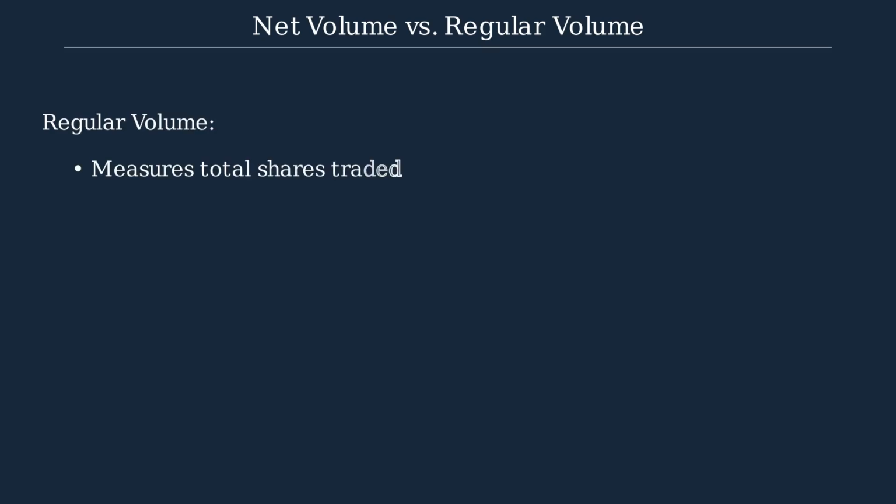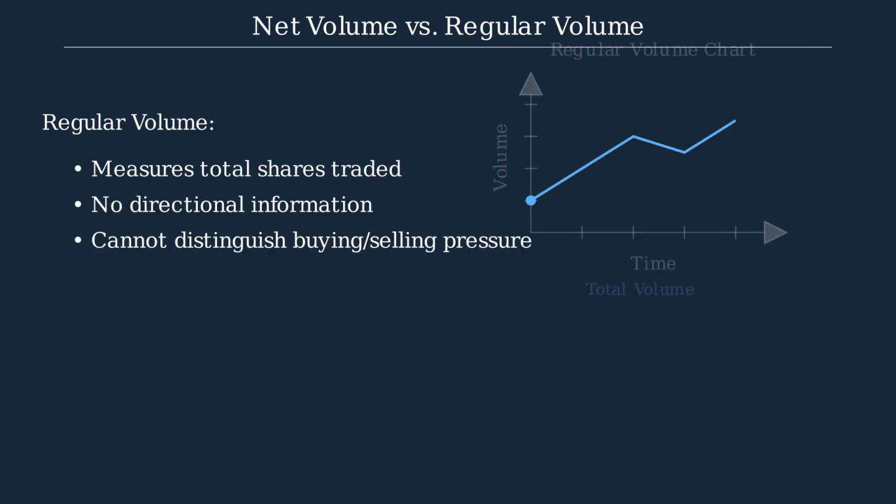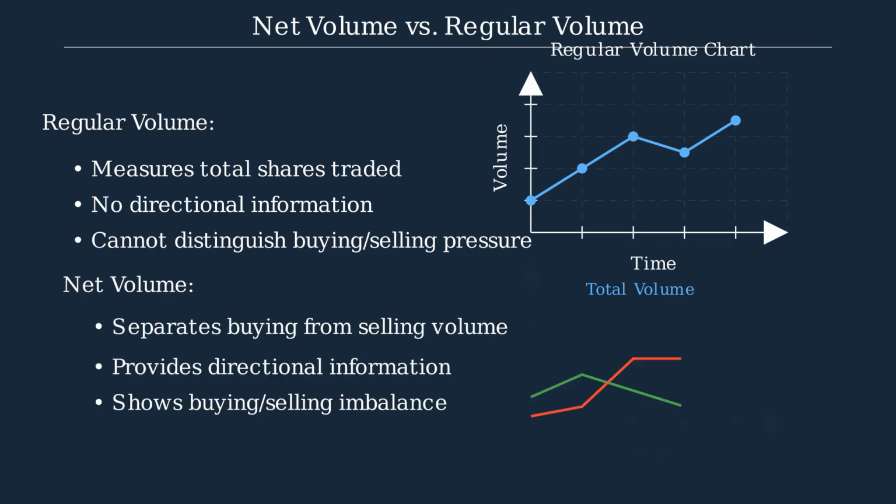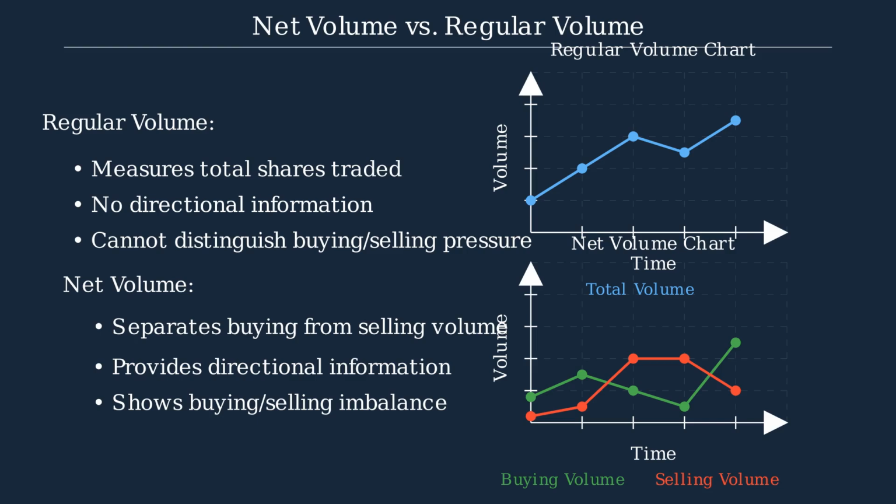In this section, we'll compare net volume to regular volume indicators and explain why the distinction is so important for traders. Regular volume only shows the total number of shares traded in a given period. It's a one-dimensional metric that doesn't distinguish between buying and selling pressure. Net volume, on the other hand, provides directional information by separating buying volume from selling volume. This reveals the underlying pressure behind price movements.